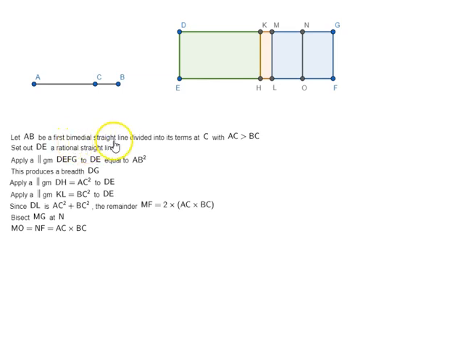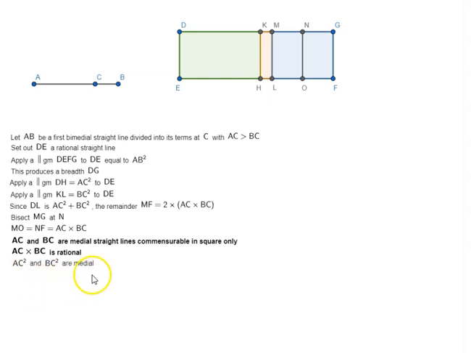Remember, AB is a first bimedial straight line. So we know if a line is a first bimedial straight line, then its terms are medial straight lines commensurable in square only, and the rectangle contained by them is rational. Which means AC square and BC square are medial. That means their sum is also medial. And the sum AC square plus BC square is nothing but DL. So DL is also medial.